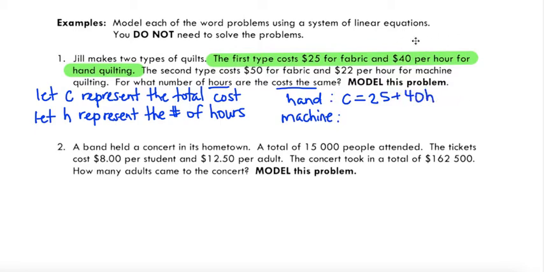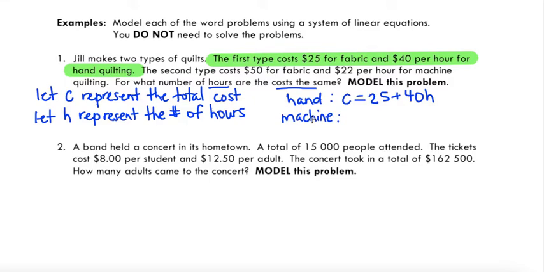Anytime you see that per kilometer, per hour, per person, that's going to be the number times the variable. Okay, so that's a hint for that as well. And then the number all by itself would be your B value, so your y-intercept, or your initial value is sometimes what it's called.